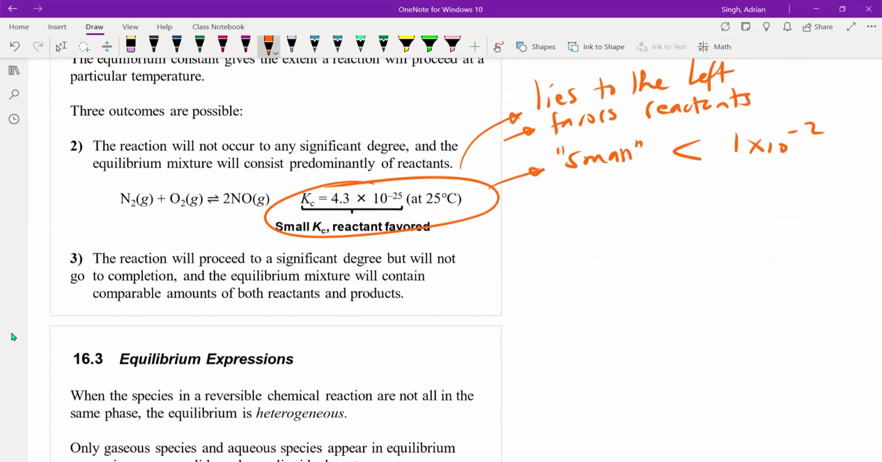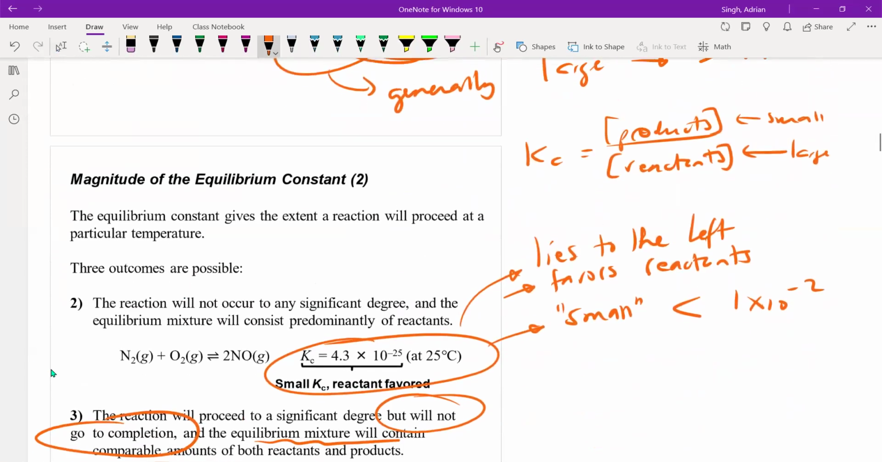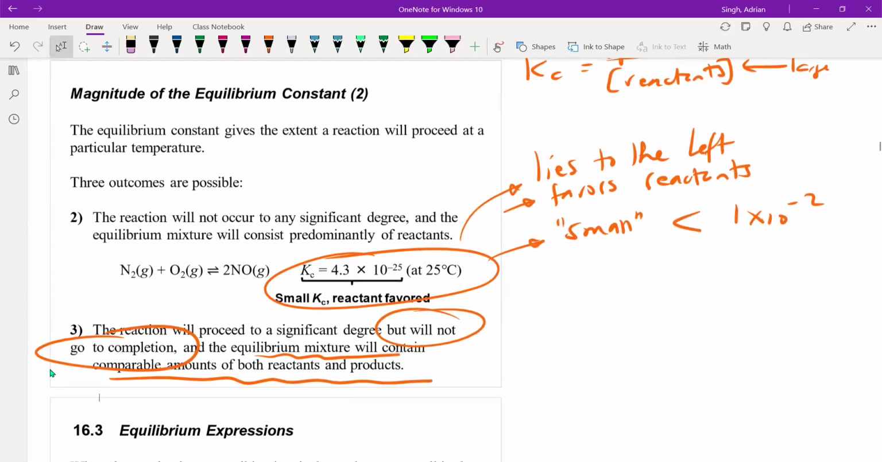The third possibility here is that the reaction will proceed to a significant degree, but not go to completion. As a result, the equilibrium mixture will contain comparable amounts of both reactants and products. Your Kc value there will lie somewhere between 1 times 10 to the negative 2 and 1 times 10 to the 2, so between 0.01 and 100. If you get that value for a Kc, we can say we'll have both reactants and products in the equilibrium mixture to appreciable extents.